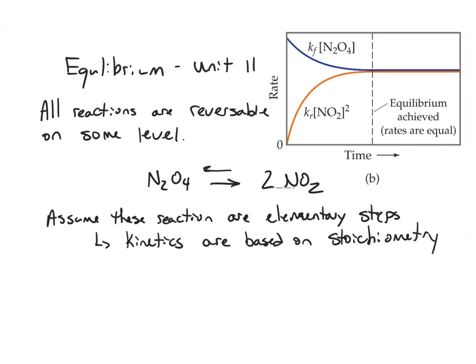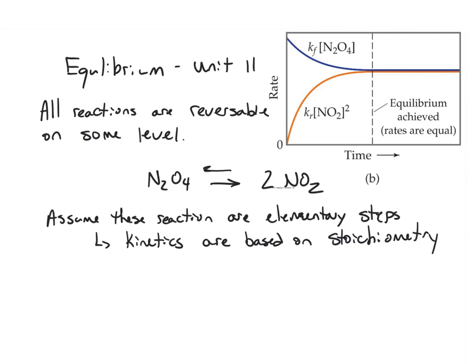And by assuming that these are elementary steps, what this allows us to do is to base the kinetics directly on the stoichiometry of the problem. And so the rate law for the forward reaction is just N2O4 to the first power, and the reverse reaction is NO2 to the second power.